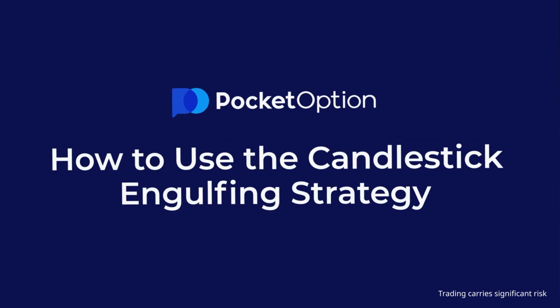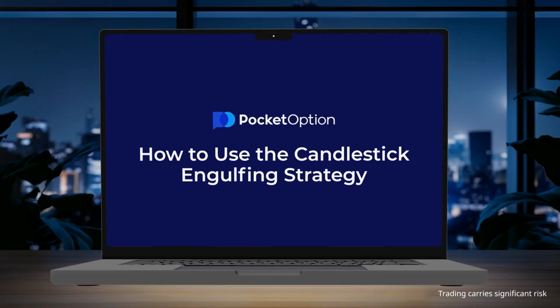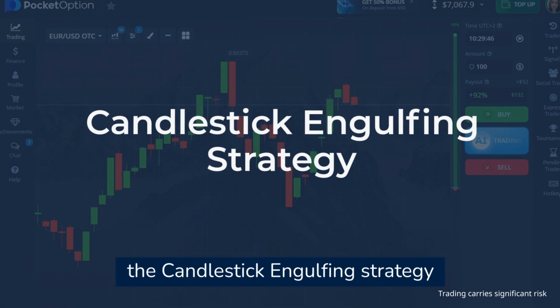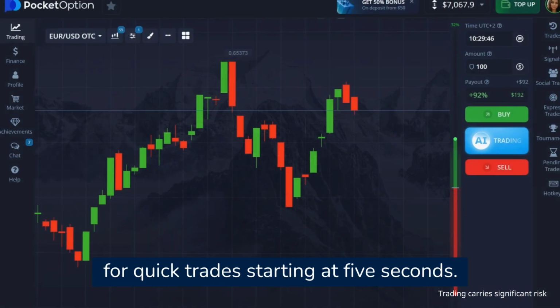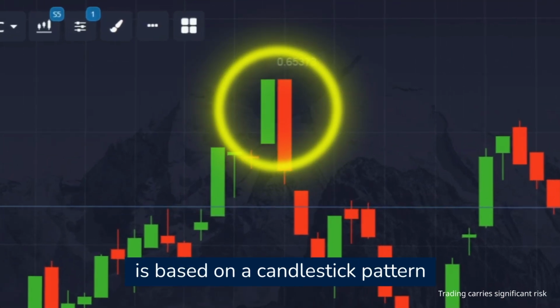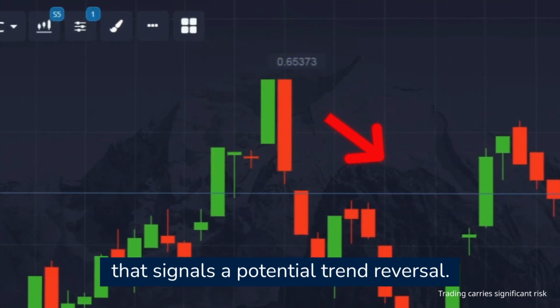How to use the candlestick engulfing strategy. Today, we'll explain how to use the candlestick engulfing strategy for quick trades starting at 5 seconds. This strategy is based on a candlestick pattern that signals a potential trend reversal.